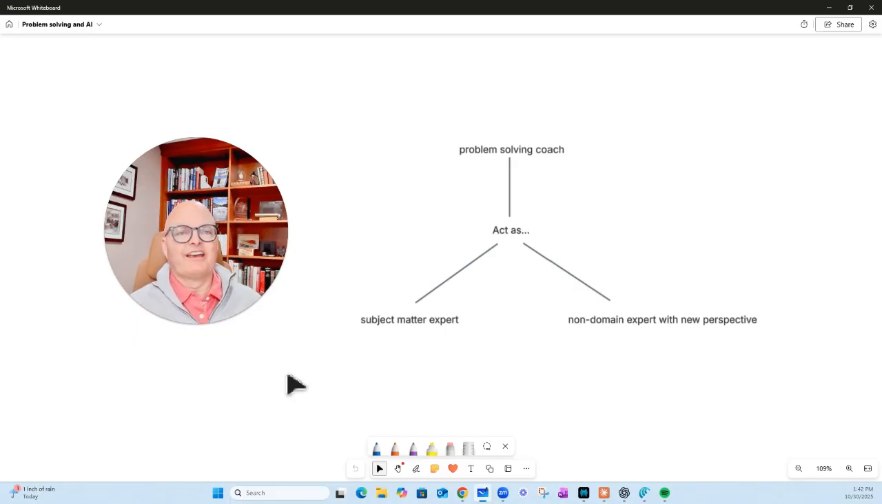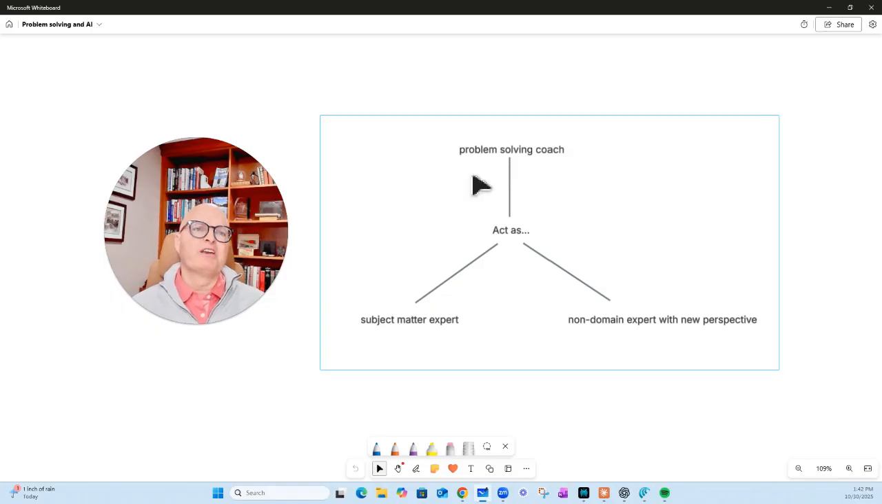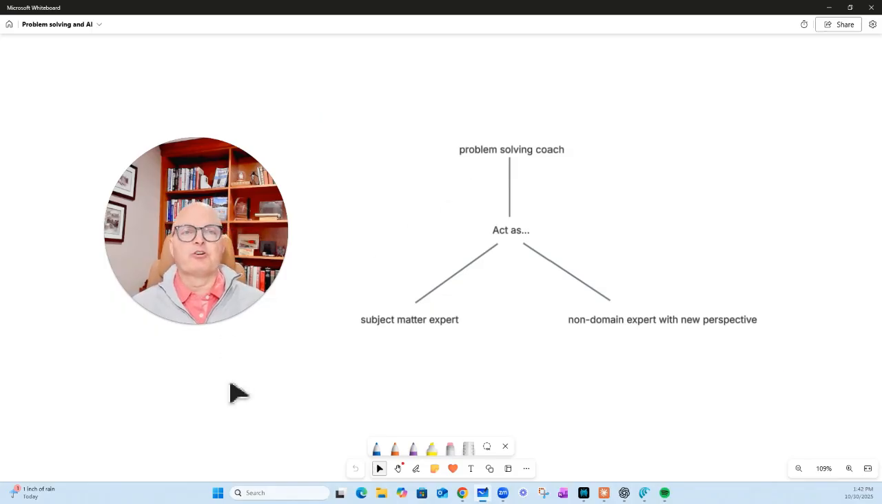Who is AI trying to be in that particular moment? And I think in problem solving, there's sort of three common uses, two more than the third, but I'm going to focus on all three. The first is just being a problem solving coach.